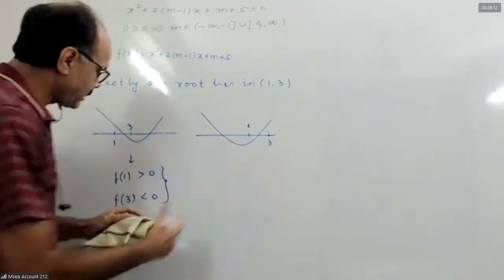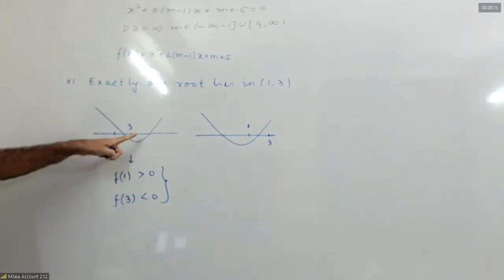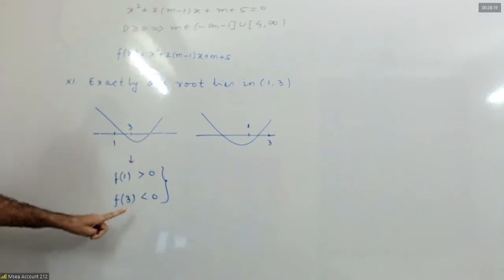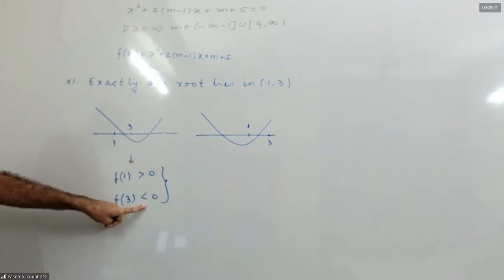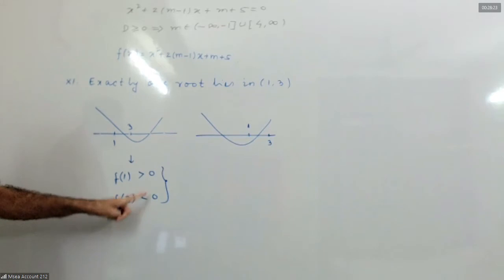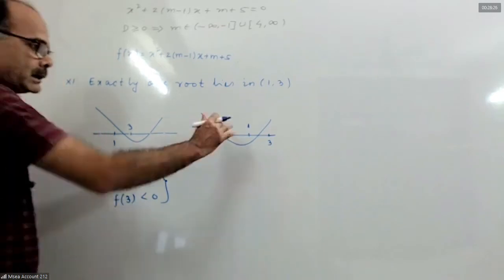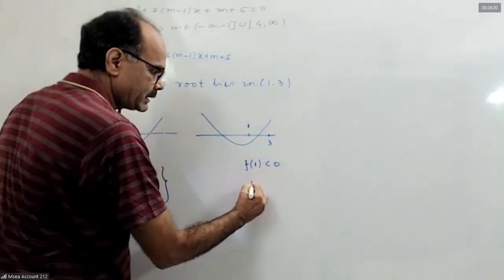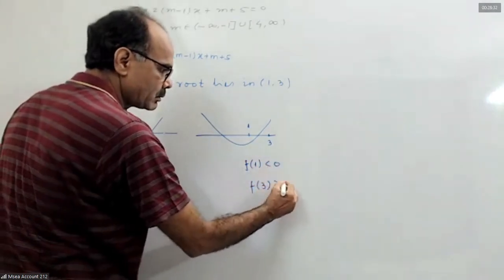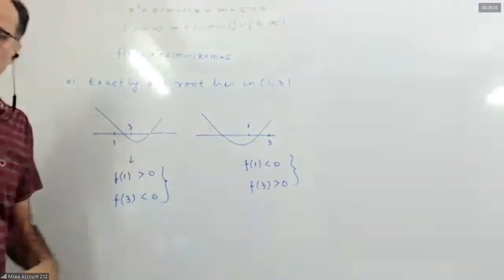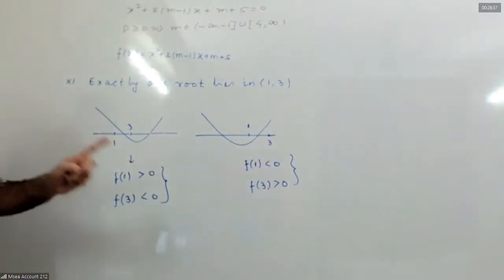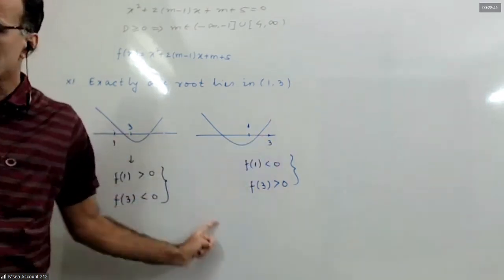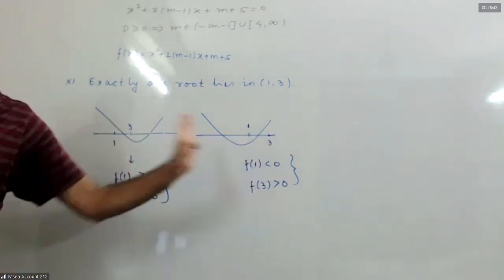Here, what condition? Because the function attains a negative value, the roots will already be real. Yes, sir. The function is attaining a negative value. That's why the roots will automatically be real. Here, what condition do we need to impose? f(1) less than 0, f(3) greater than 0. Solve it, take the intersection. Whatever solution we are getting for this case, union this. These are both disjoint cases.